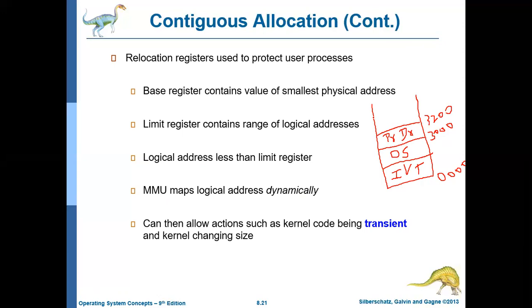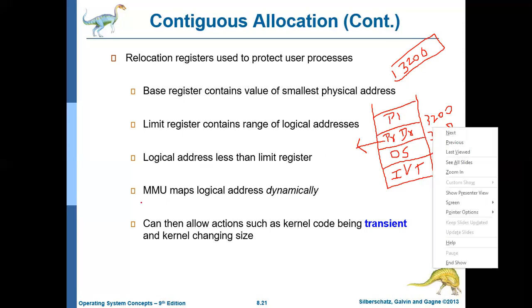Now if a user process P1 comes, its base register will have the value 3200. Are you getting it? But assume that this driver is not there. If this driver is there, then the operating system size will go up to 3200.